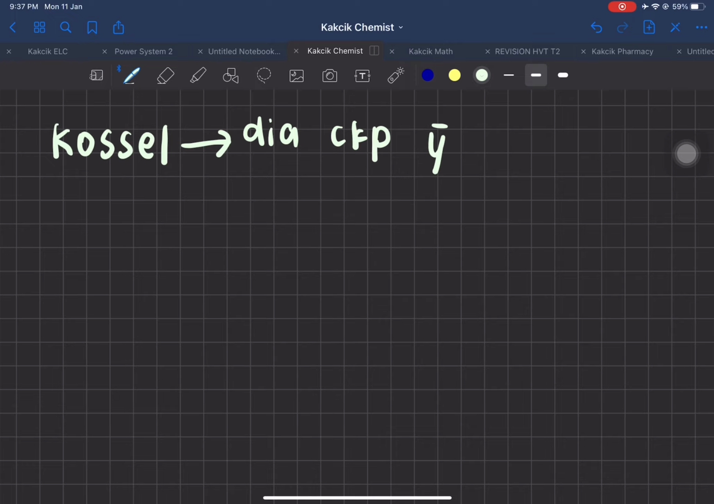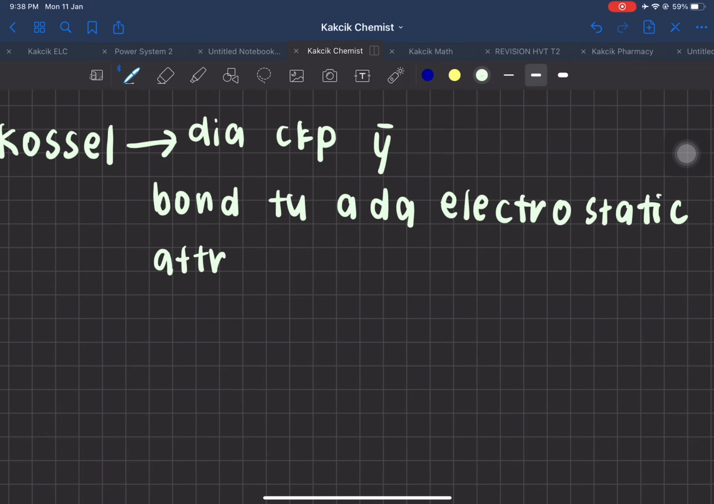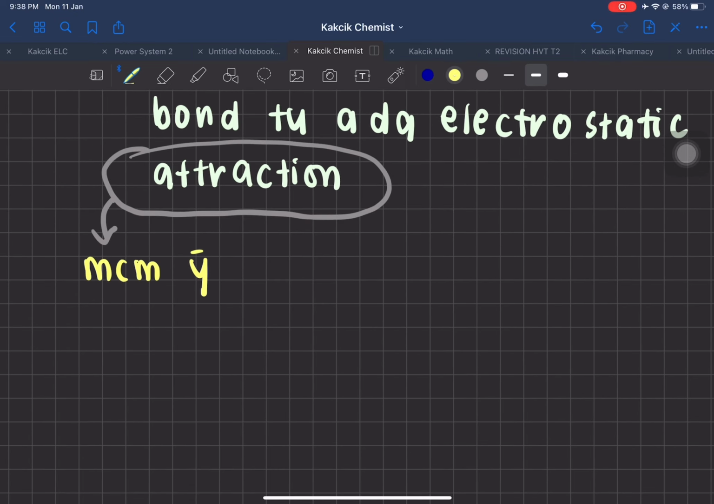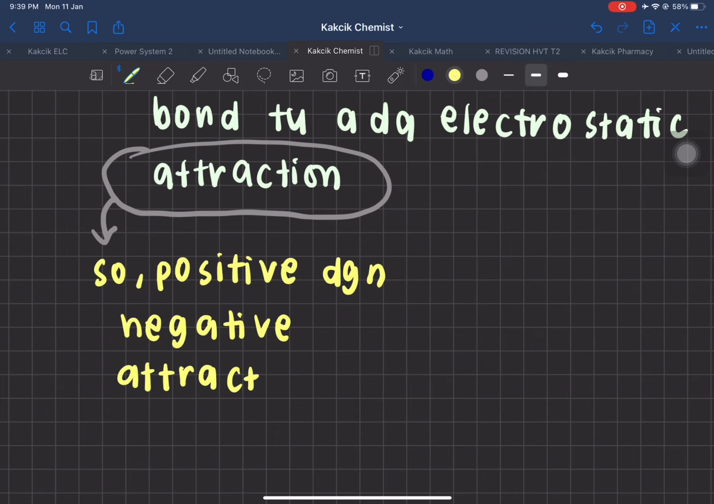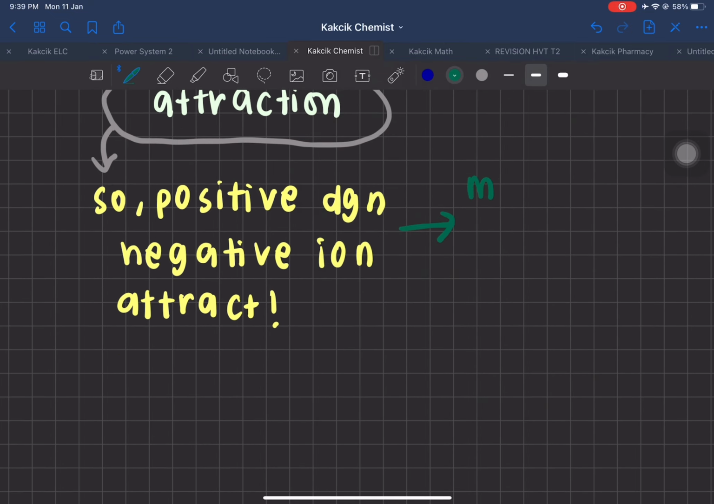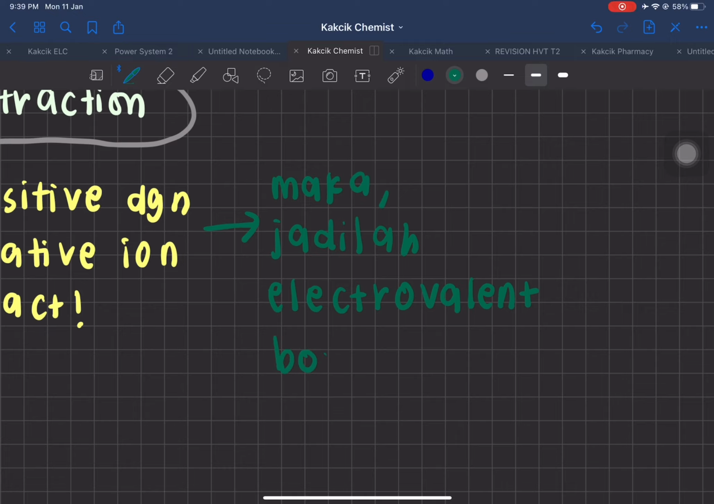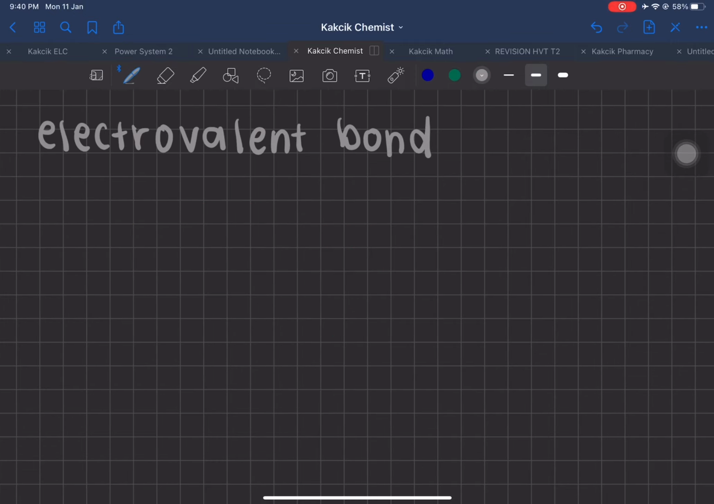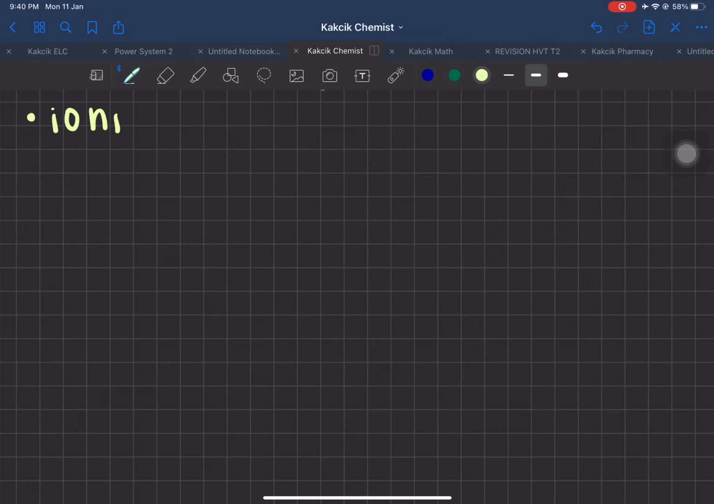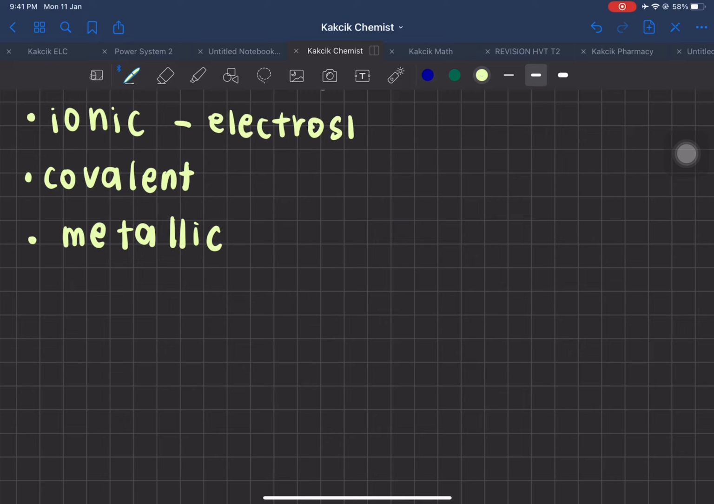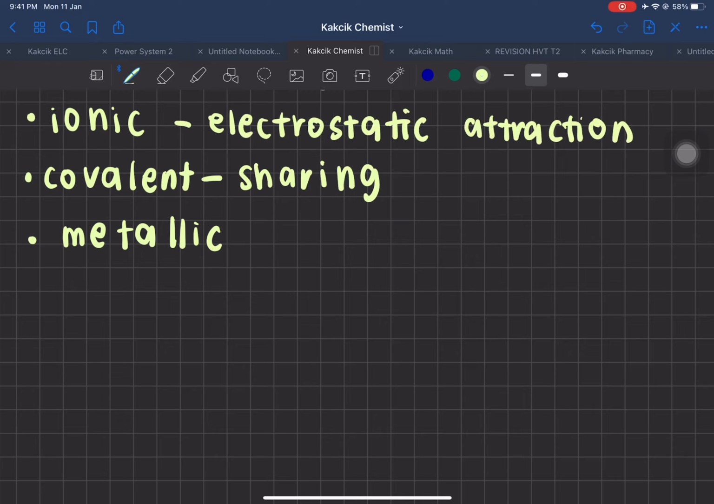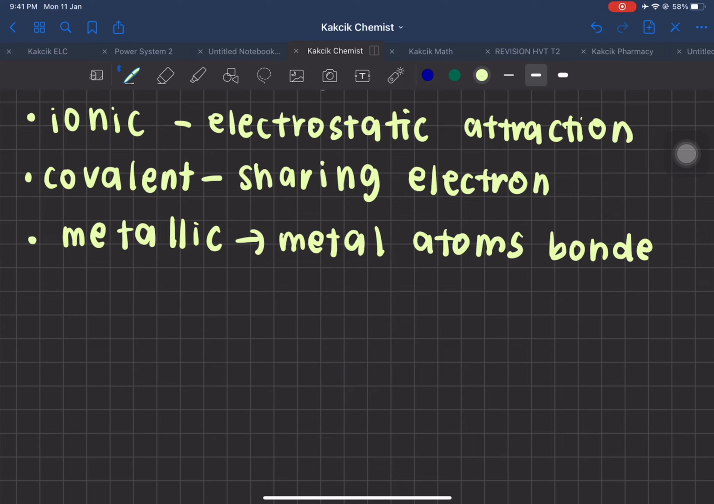Okay, in Kossel-Lewis approach ni, Kossel ni dia dah cakap kata yang bond tu ada electrostatic attraction. So as we know that opposite attracts. So positive and negative ion attract each other. So jadilah electrovalent bond. Okay, electrovalent bond pula ada 3. That is ionic, covalent and metallic bond. So ionic ada electrostatic attraction, covalent ada sharing electron, and metallic is metal atoms bonded to several atoms.